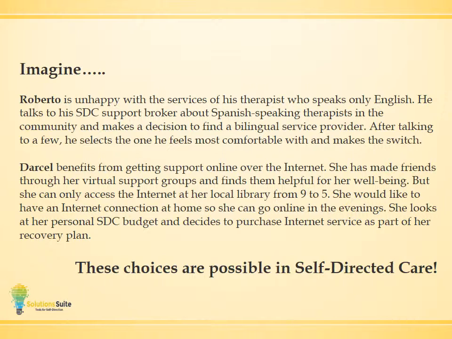In the second scenario, Darcel benefits from participating in online support groups. She has made friends in these groups and finds them helpful for her well-being. But she can only access the internet at her local library. She would like to have an internet connection at home so she can go online in the evenings. She looks at her personal SDC budget and decides to purchase internet service as part of her recovery plan. While Roberto and Darcel's choices would be difficult in many mental health systems, they would be very feasible in a self-directed care program. Let's find out why.